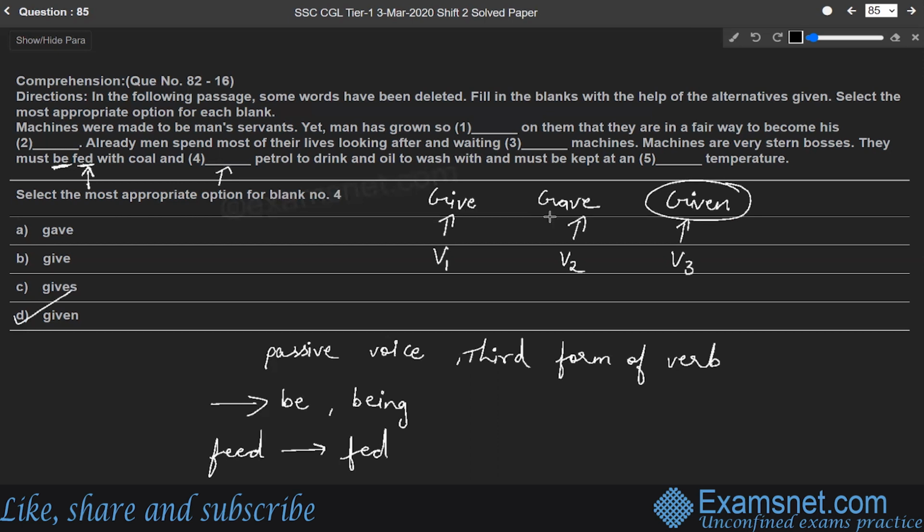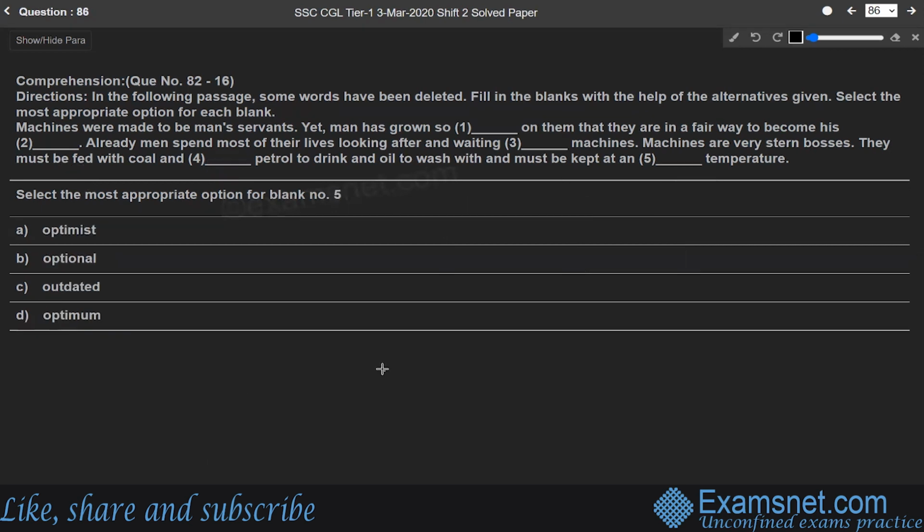And after filling it in the blank, the sentence becomes they must be fed with coal and given petrol to drink and oil to wash with. Okay. So for this question, the correct option is given. That is option D. I hope you are clear with it. Next question also has the same directions.